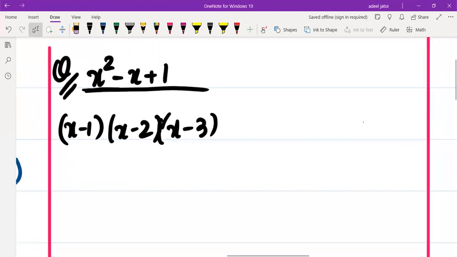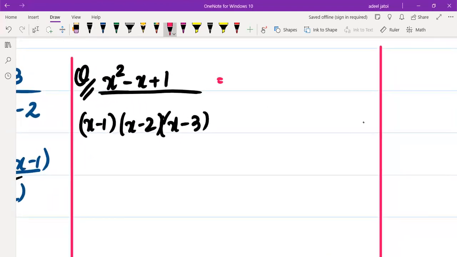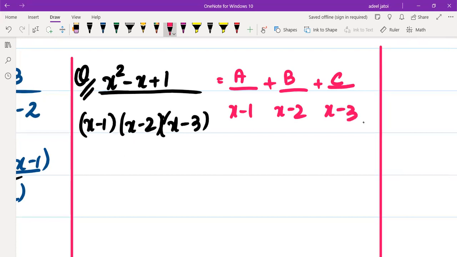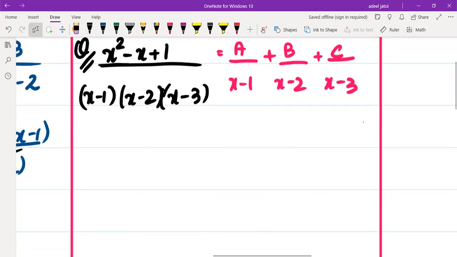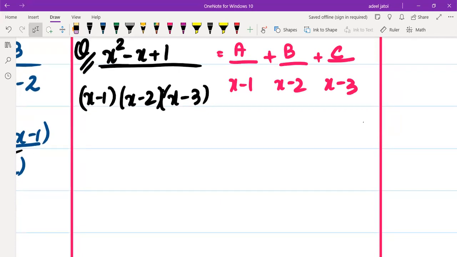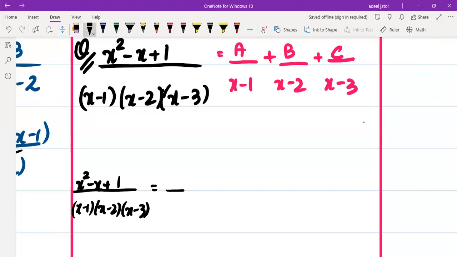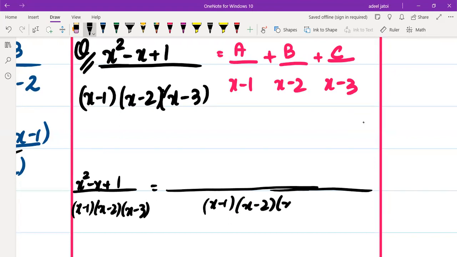Here's the other example. Let's just solve this through the given roots. So this would be a upon x minus 1, b upon x minus 2, and c upon x minus 3. Now, knowing that the LCM given is x minus 1, x minus 2, x minus 3, we can write x square minus x plus 1 over x minus 1, x minus 2, and x minus 3. As I said, the LCM for the working would remain the same as the question.